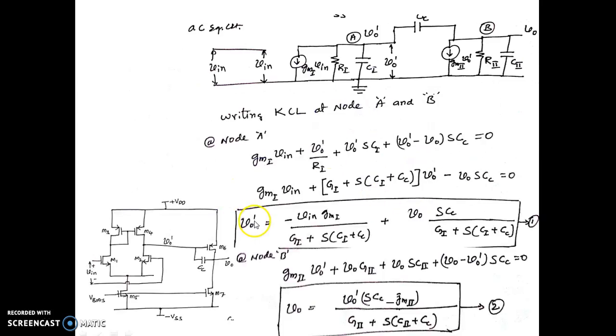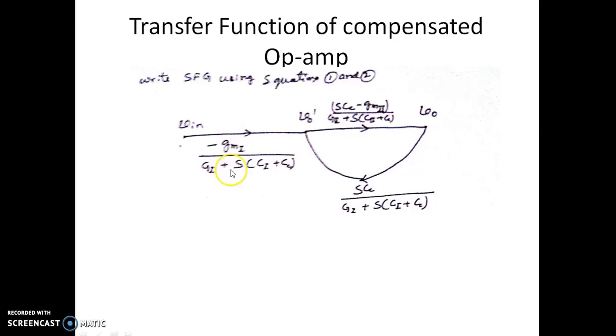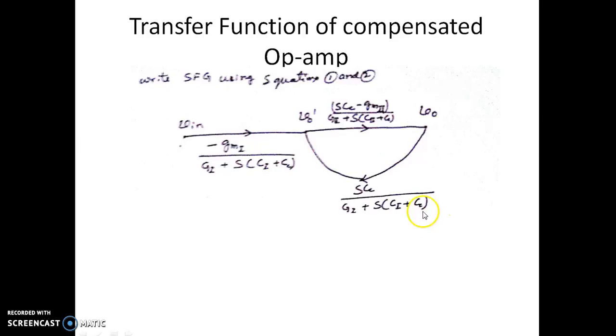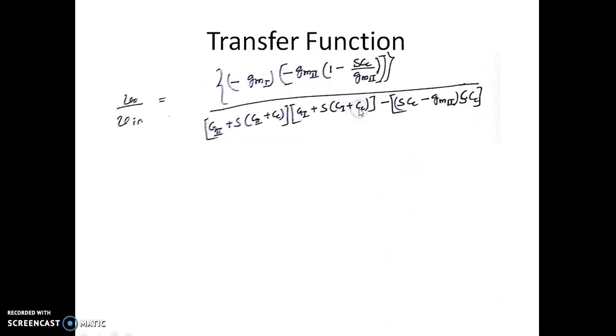As you can see now, V naught dash is equal to V in multiplied by minus GM1 by so and so. We have the same term here, and V naught dash is given by one more term, that is V naught into SCC by G1. So that's what is here, SCC by G1 into so and so. Now this is the expression for V naught dash. Similarly, V naught is given by V naught dash into so and so.